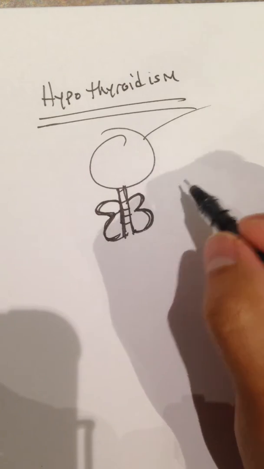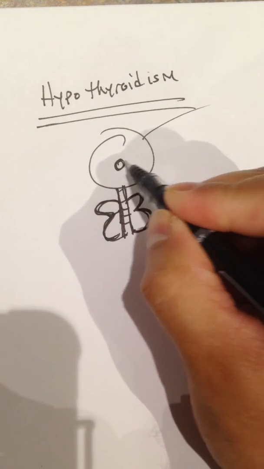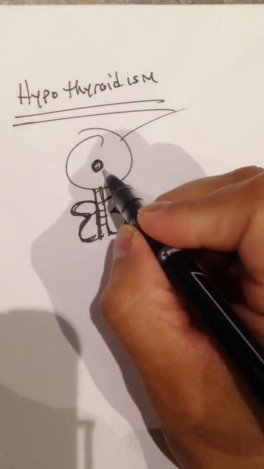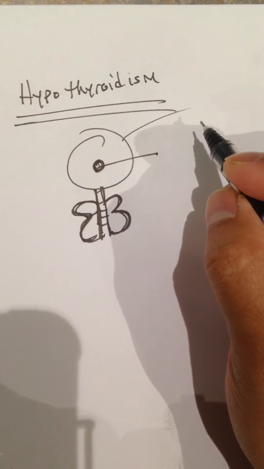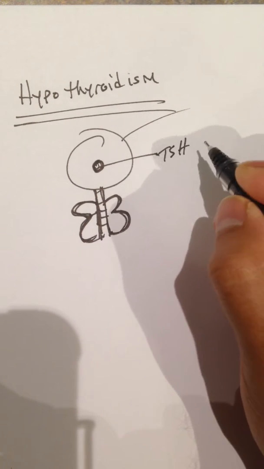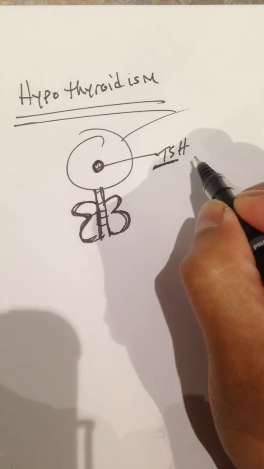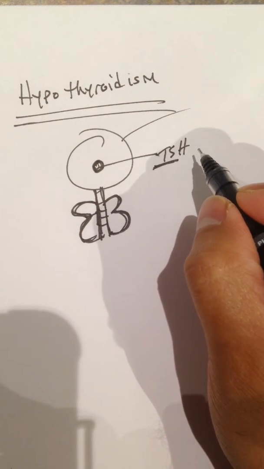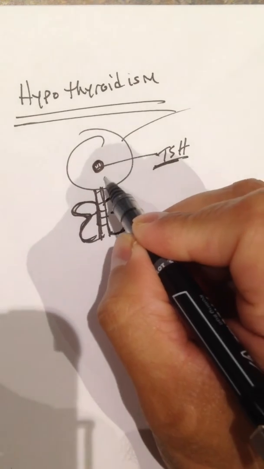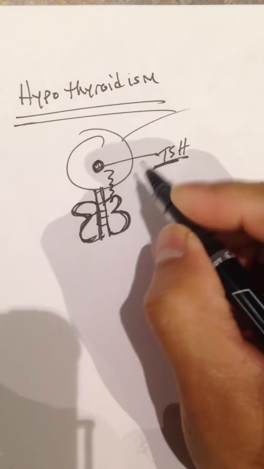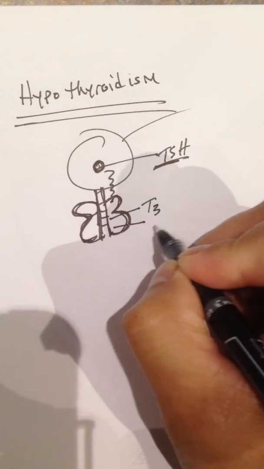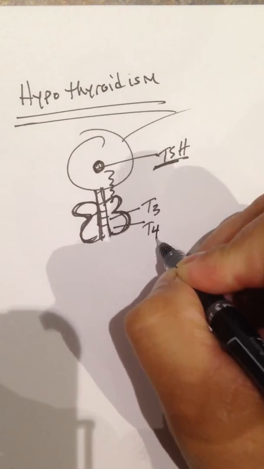Now, you also have something else called the pituitary gland, and that is in your brain. Now, the pituitary gland secretes thyroid-stimulating hormone. And just like the name implies, thyroid-stimulating hormone, TSH, is going to come here and stimulate your thyroid gland to secrete T3 and to secrete T4.